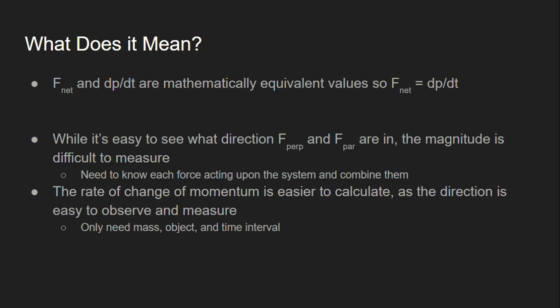For our what does it mean question, we said that we see that the force is equal to the change in momentum when we calculate the two quantities, but some differences include the direction of Fnet perpendicular and Fnet parallel. They're easy to observe but hard to measure. Also, the rate of change of momentum is easy to observe and measure because we only need an object's mass, velocity, and time interval to calculate.